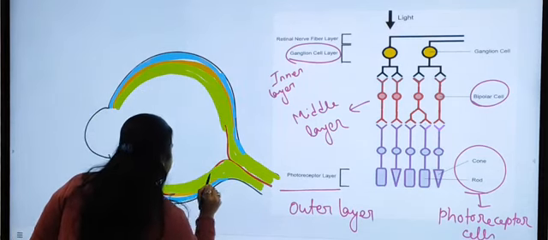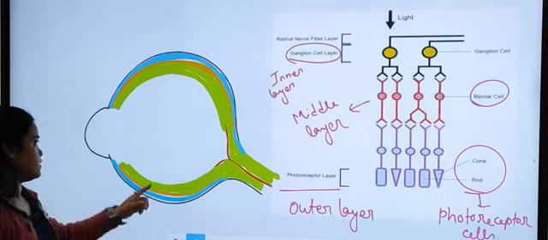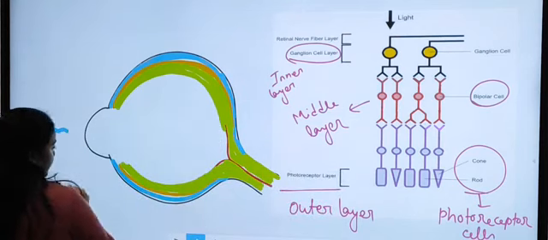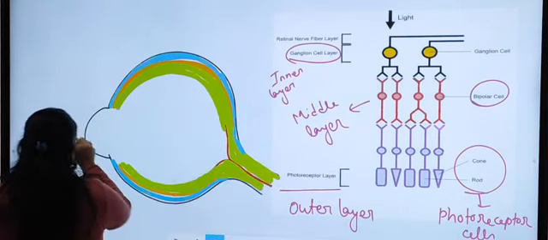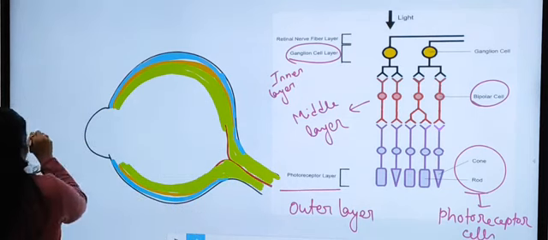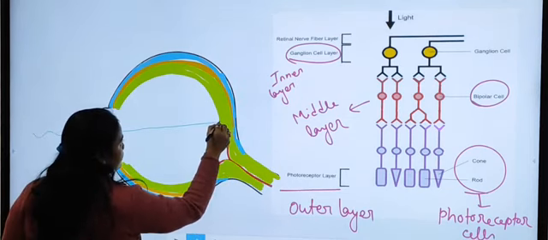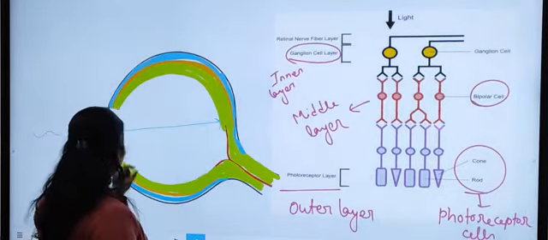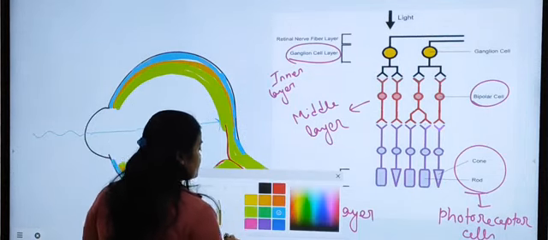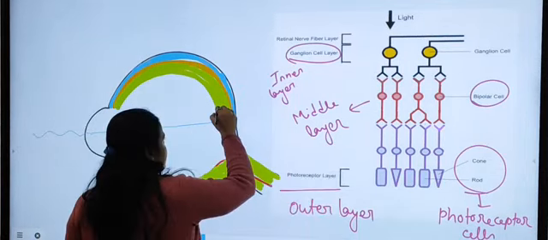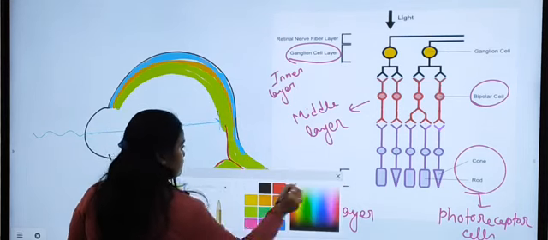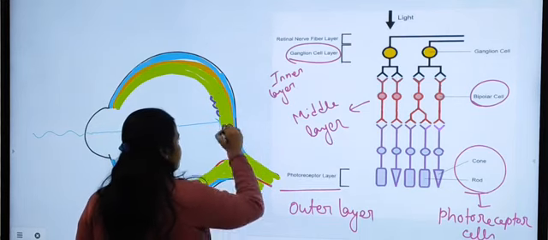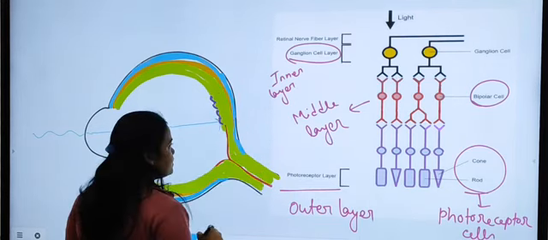And what we are going to discuss is what the layers of the retina are. Suppose the light rays have entered inside the eye and have fallen on the retina. What will happen? Three layers are there. So the first layer is made up of the ganglionic cells.